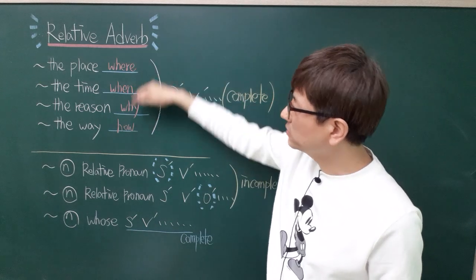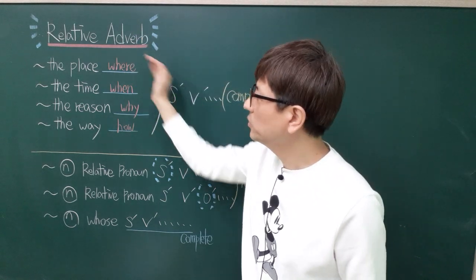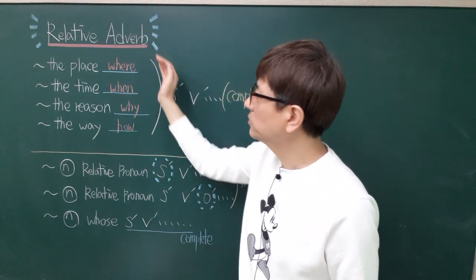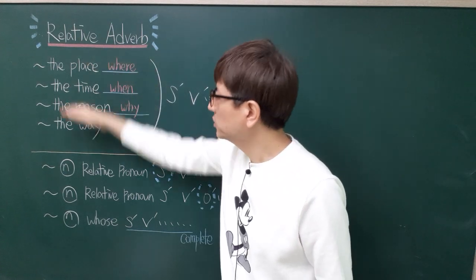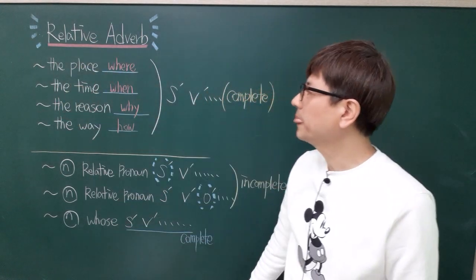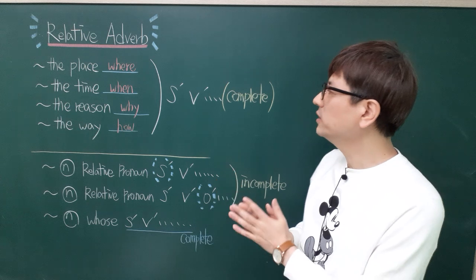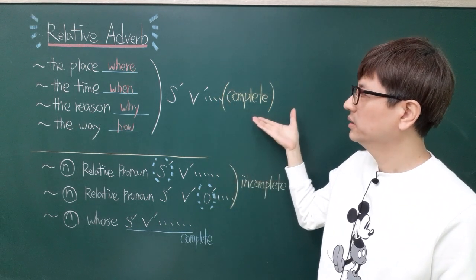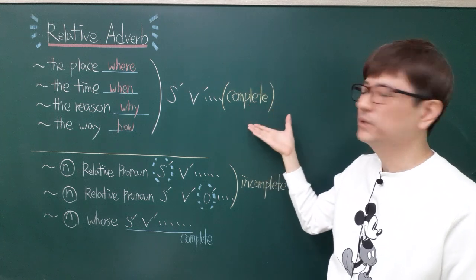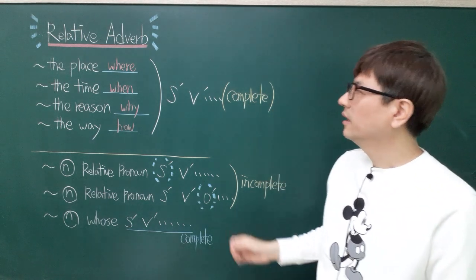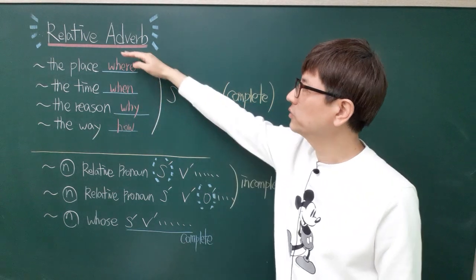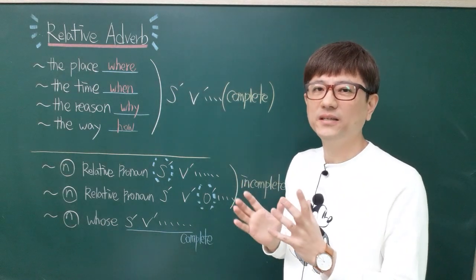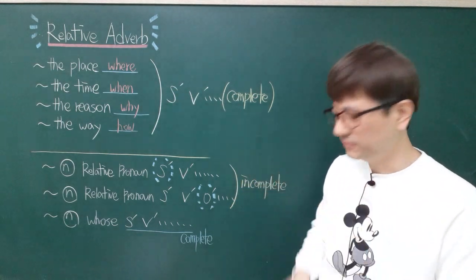Like this, relative adverbs depend on, count on, rest on, fall back on the noun ahead of them. On the other hand, what they have in common is that they have a complete sentence behind them. This is what they have in common. Okay? This is all for relative adverbs. It's really easy. So let's solve the problems.